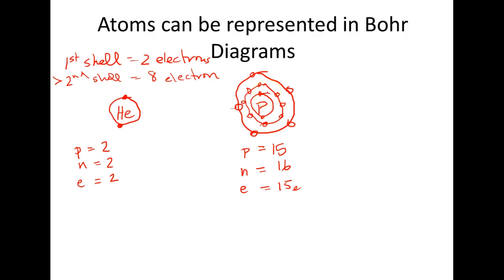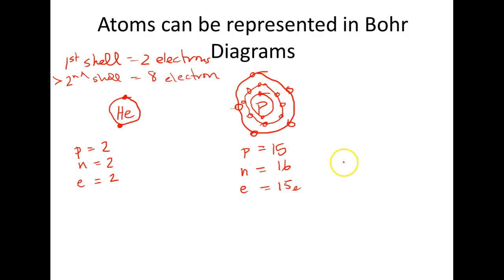All right, so this is what a Bohr diagram for phosphorus would be. So just as a reminder, the first shell can hold only up to 2 because it's so small, and every subsequent shell can only hold up to 8. And so you want to make sure that you're placing all of your electrons in those shells, fill them first before moving on to the next shell.